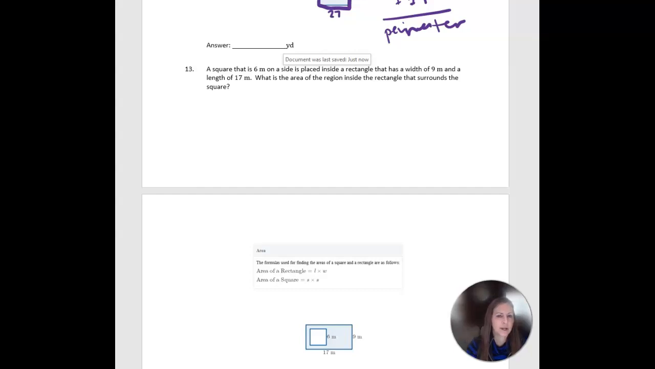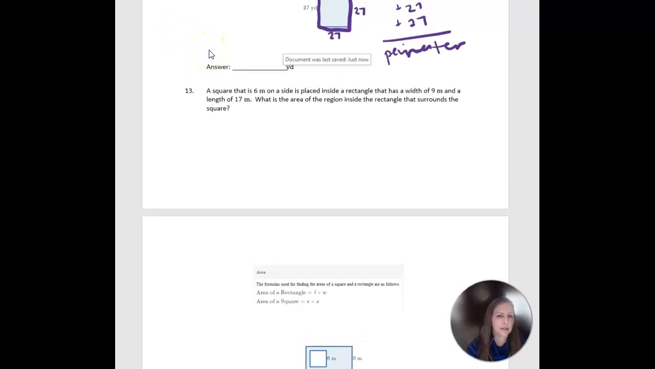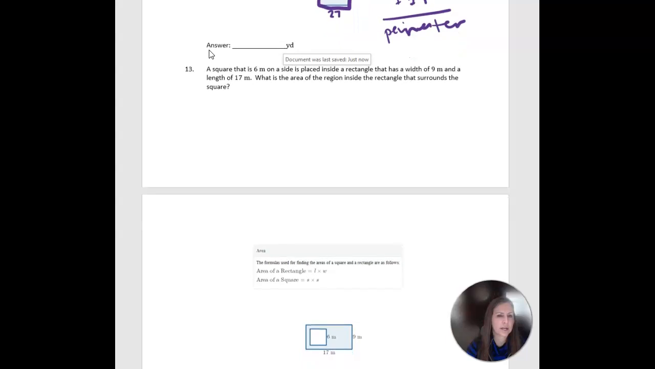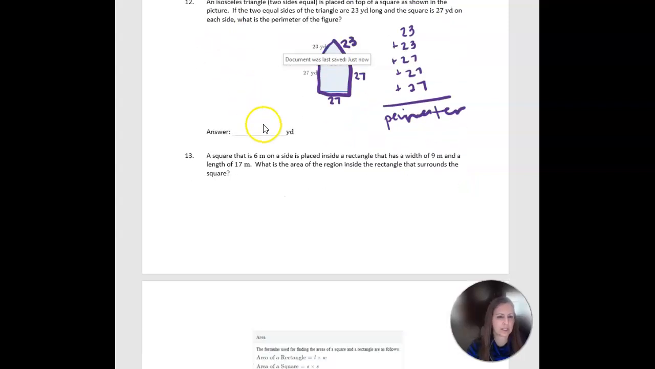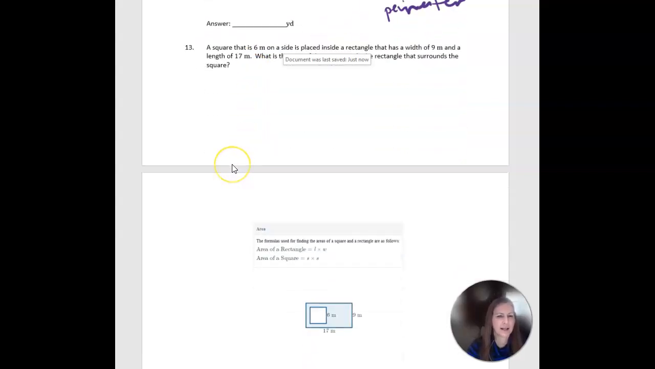Okay, we are continuing on the problem solving work in Hawks. The last video ended at number 12, and I'm going to start back up here on number 13. Now 13 is between two pages. A square that is 6 meters on a side is placed inside a rectangle that has a width of 9 meters and a length of 17.